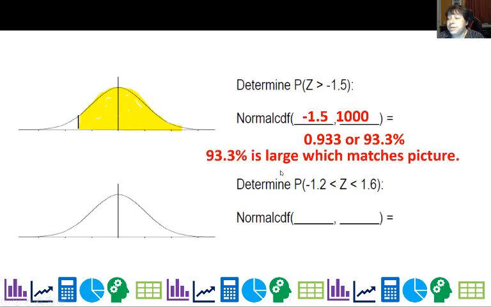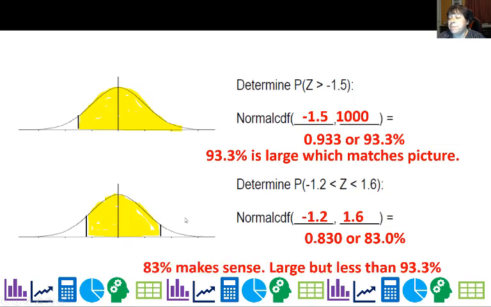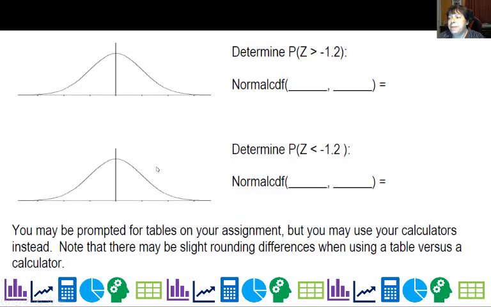Between numbers is pretty easy. Just go ahead and mark them both. And you would say, that looks like more than half, but definitely less than this. And you would find out that this is 83% here. So 83% makes sense. It's large, but it's less than that 93.3% area.